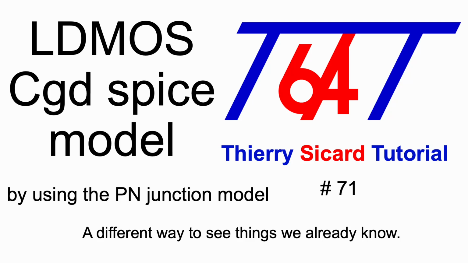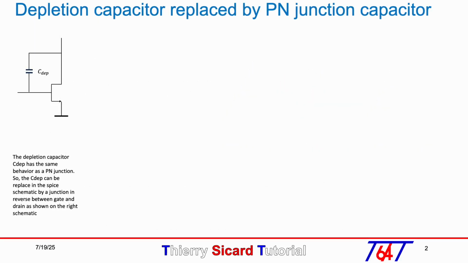Hello everyone, in this TRCR tutorial number 71 we will explain how to make a nonlinear LDMOS Cgd capacitor by using a diode model. As we saw in the TRCR tutorial number 70, the drain gate capacitor in a LDMOS is nonlinear and denoted CDEP because it is a depletion capacitor.